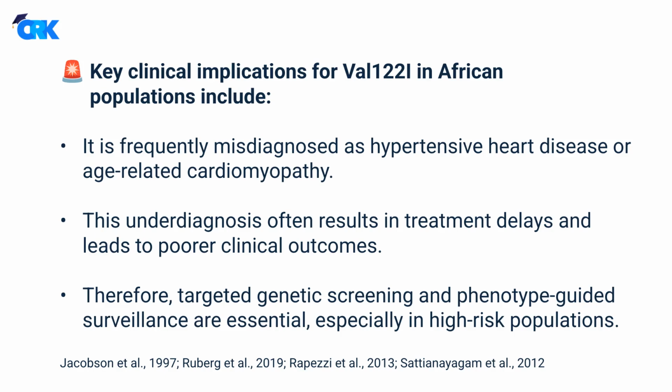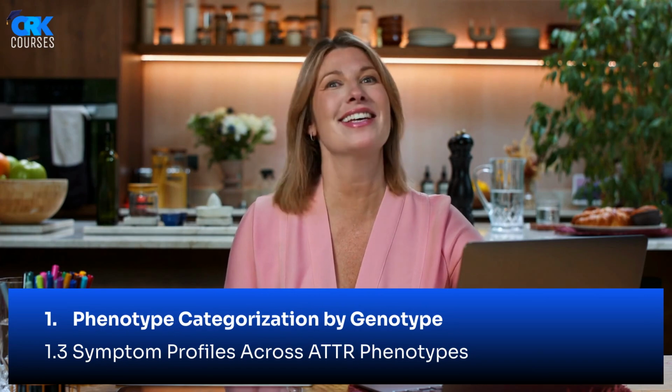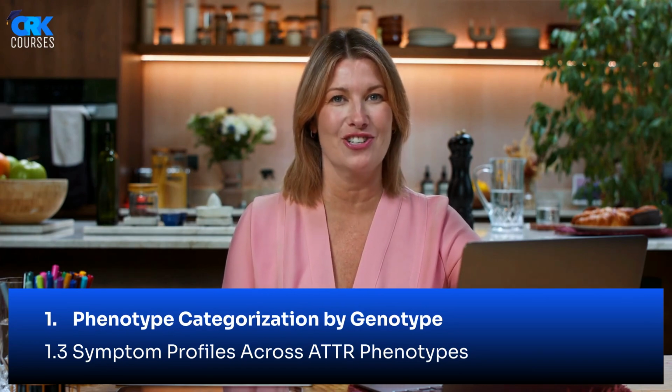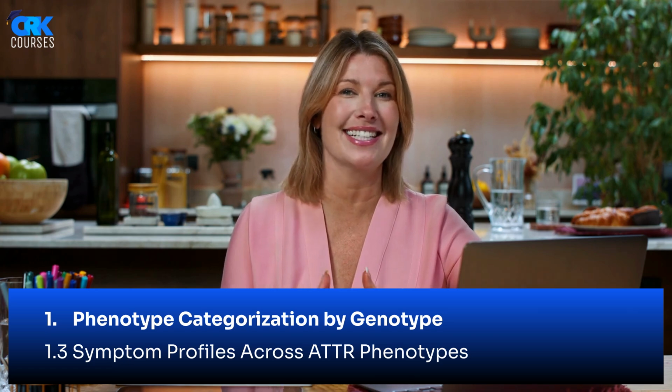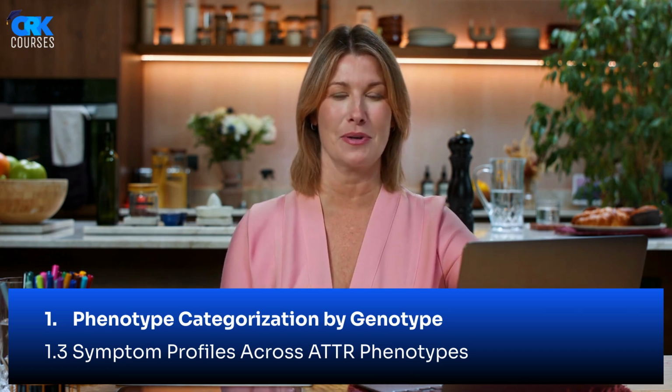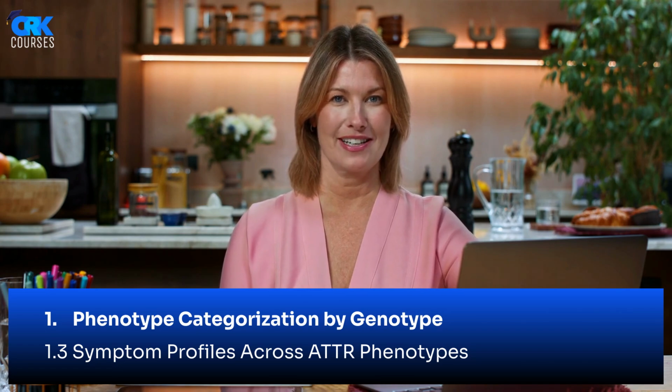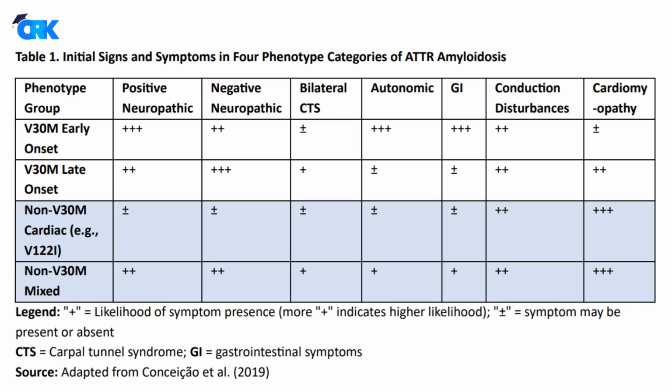mutation-specific management. To round out our understanding of genotype-phenotype correlation in transthyretin amyloidosis, let's take a closer look at the symptom profiles observed across the major phenotype categories. This comparative table highlights the relative frequency of key clinical features in 4 common genotypic groups: Val30Met early onset; valine 30-methionine late onset; non-valine 30-methionine cardiac mutations, such as valine 122-isoleucine, and non-valine 30-methionine mixed phenotypes.